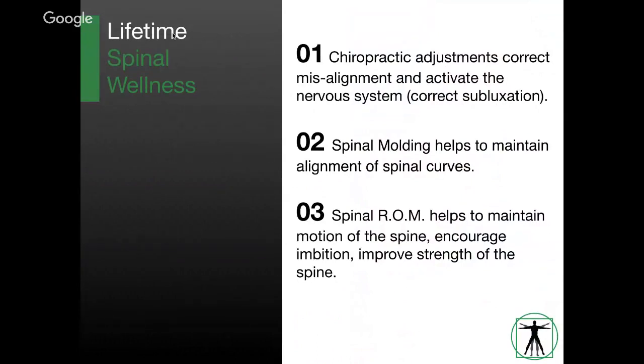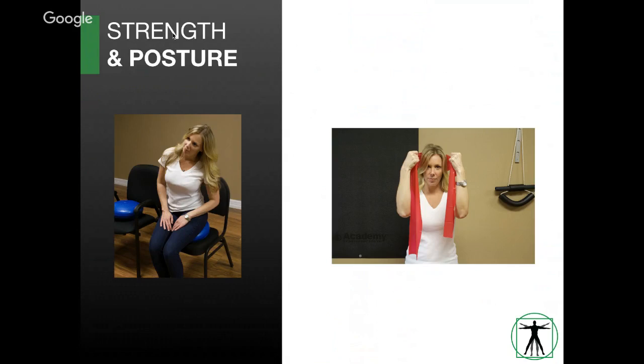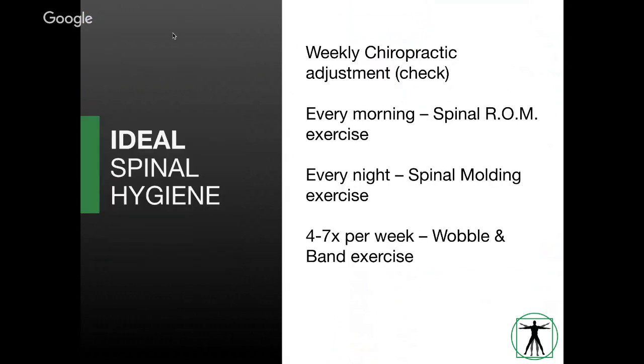So lifetime spinal wellness is chiropractic adjustments, number 1, to correct those misalignments, activate the nervous system, correct subluxation, and then your spinal molding helps you to maintain those lateral curves. Your spinal range of motion helps you maintain movement. Now we also, a lot of you got your home care kits. You know that there's a wobble disc and resistance bands in there. Those are very important in correcting your posture and strengthening your postural muscles to help you hold alignment as well.